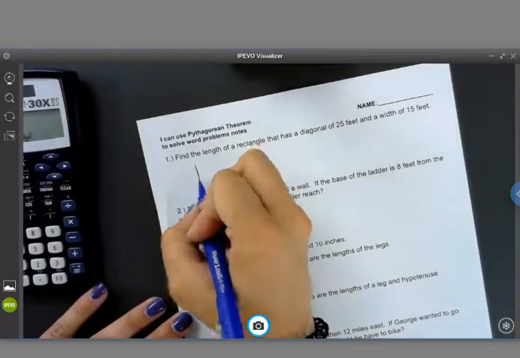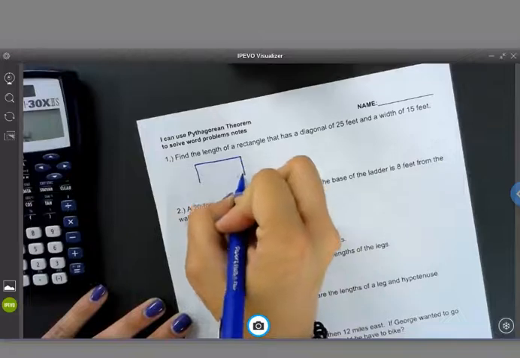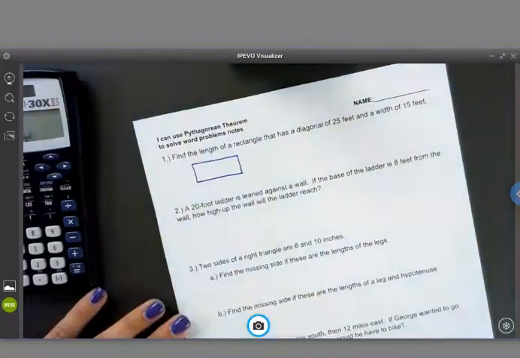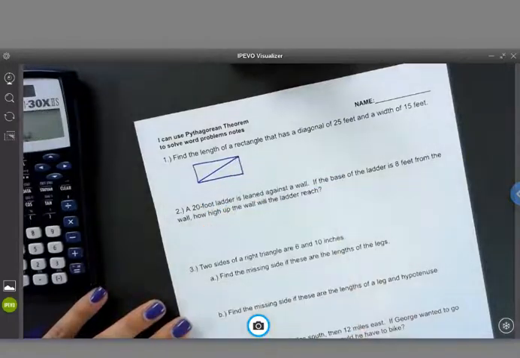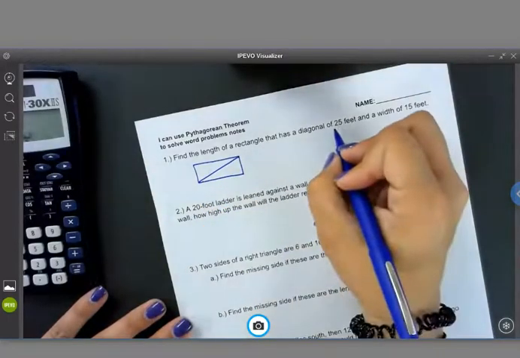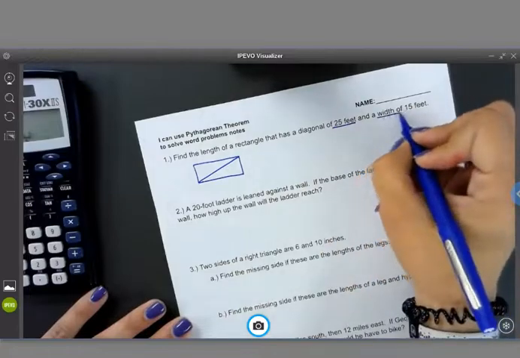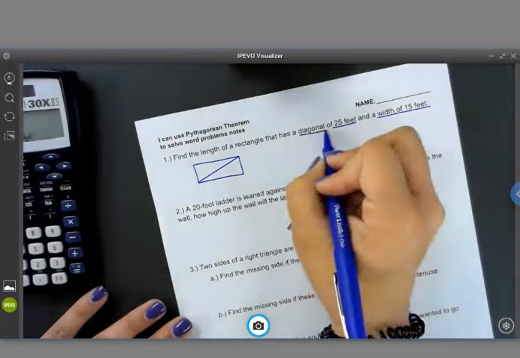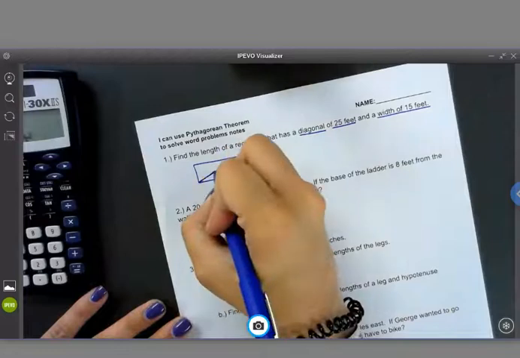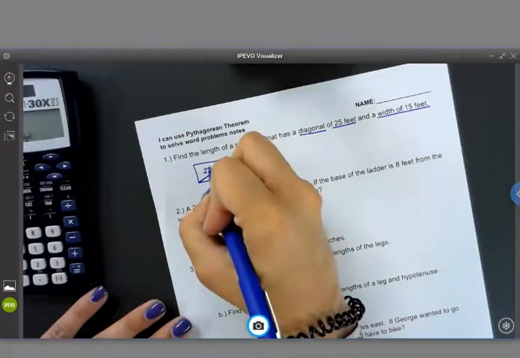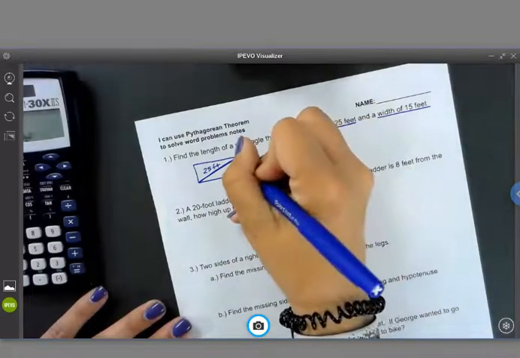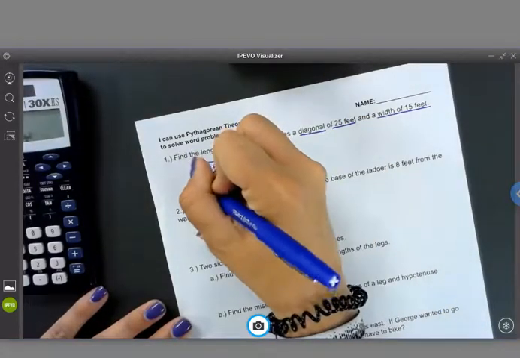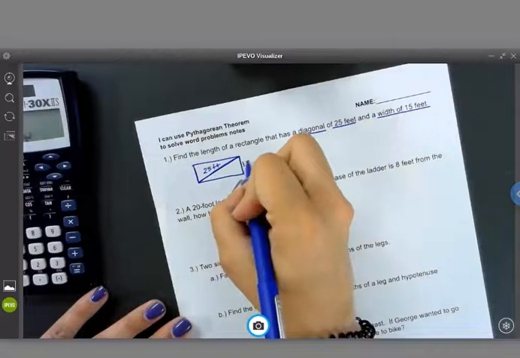So number one says, find the length of a rectangle. So we're dealing with a rectangle that has a diagonal. So here's a diagonal of the rectangle that's 25 feet and a width that's 15. So the diagonal, the line we just drew through the middle, is going to be 25 feet. The width of the rectangle is going to be 15 feet.